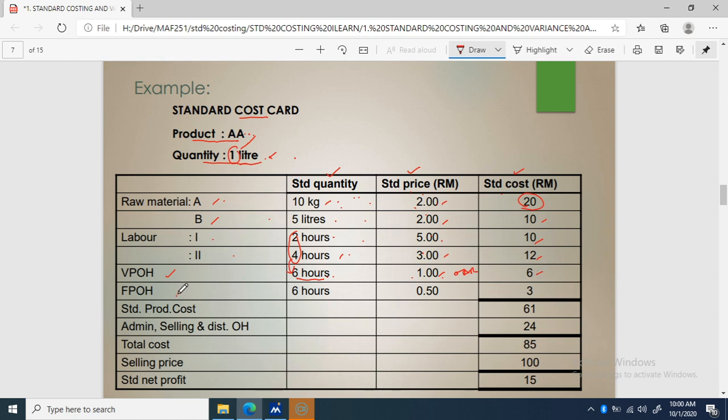Same goes to fixed production overhead. We use labor hours as a basis, so 6 hours. So OAR for fixed overhead is 50 cents. So 50 cents times 6 hours, we get 3 ringgit. If the question does not give the OAR, you have to calculate the OAR based on the basis used. If this is hour, OAR per hour. If this is unit, liters, then it is per liter.